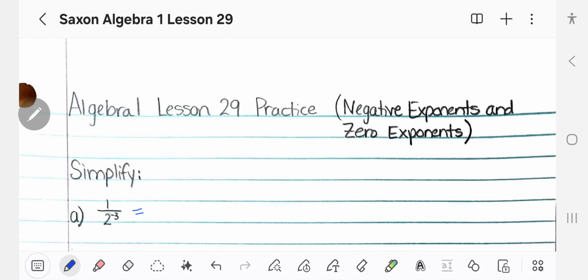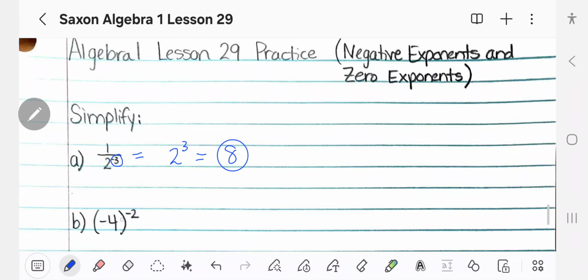So we're going to want to get the 2 out of that denominator, so we'll bring it out, which means we have to change this to the opposite sign. So that's going to be equal to 2 to the third. 2 to the third is 2 times 2 times 2. So that is just equal to 8.